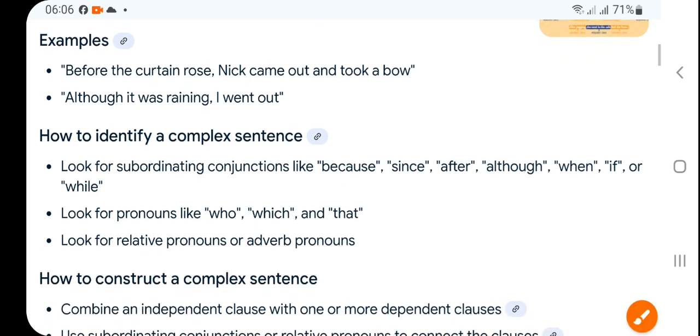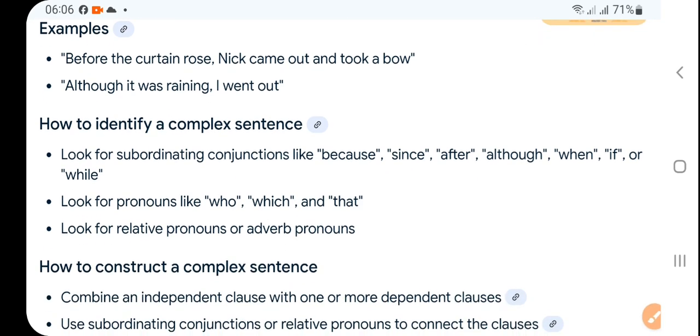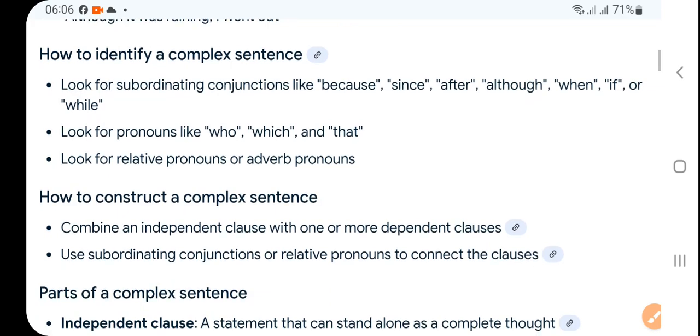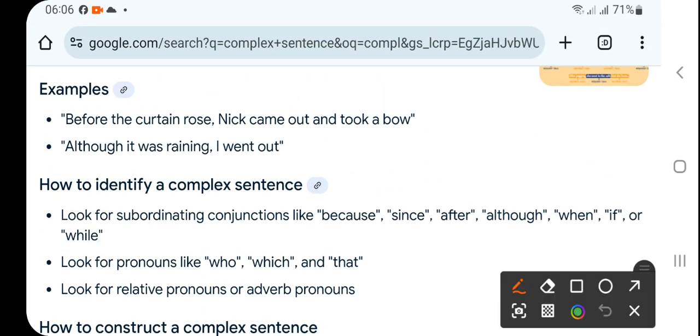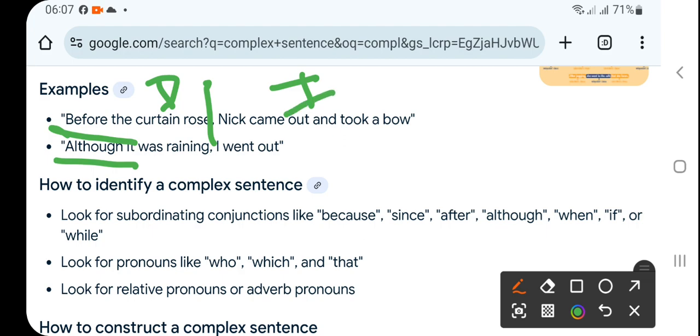So here are examples. Before the curtain rose, Nick came out and took a bow, right? Although it was raining, I went out. These are conjunctions. Before the curtain rose, that's the dependent clause. Nick came out and took a bow, that is the independent clause. Although is the conjunction. It was raining, right? That is dependent. I went out, independent.